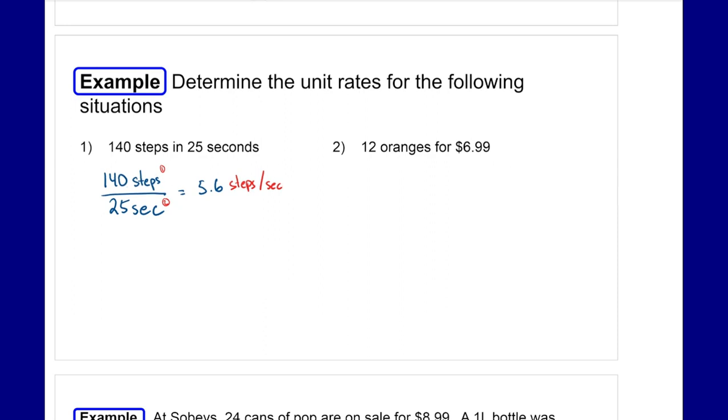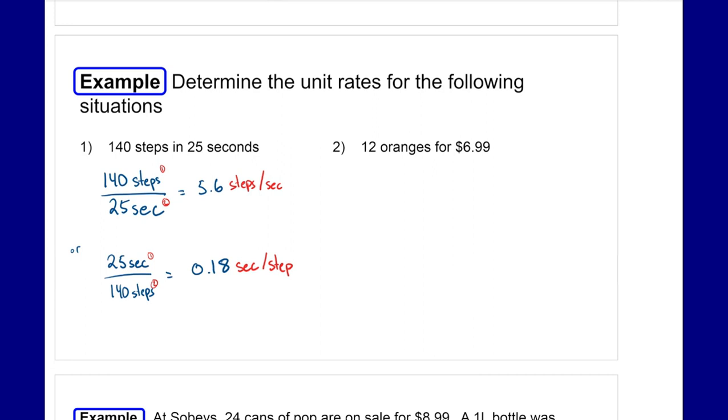Now, what if you did it the other way? Would that give you something different? Well, let's try. 25 seconds over 140 steps. If we divide 25 by 140, we get roughly 0.18. Our units are going to be the top unit per the second unit, so it's going to be seconds per step. So it's just reversed.